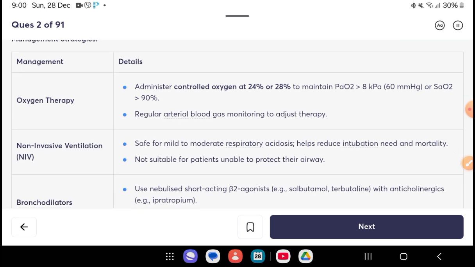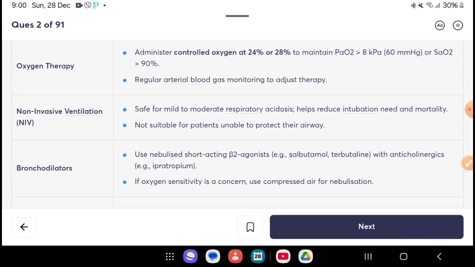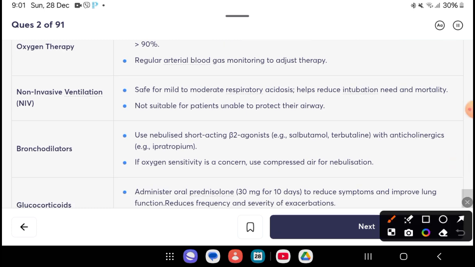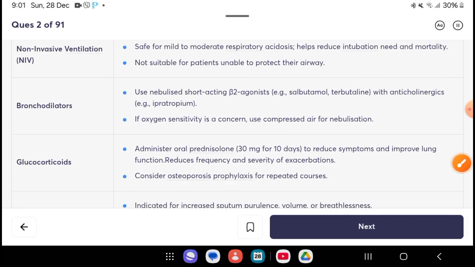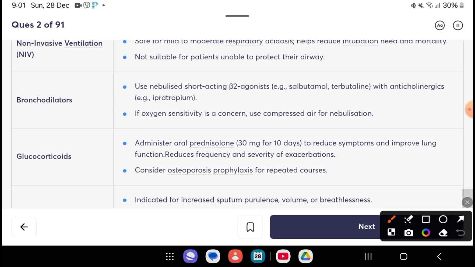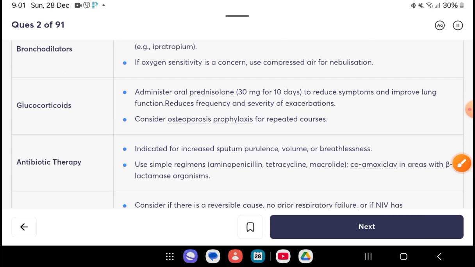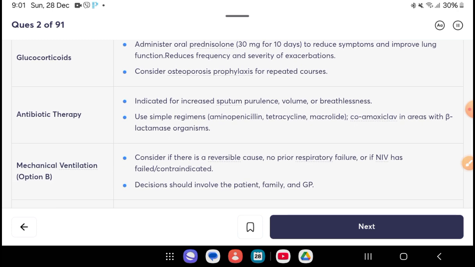non-invasive ventilation, and third is bronchodilators. In bronchodilators, we use short-acting beta-agonists like salbutamol and terbutaline, with anticholinergic drugs like ipratropium bromide. And for glucocorticoids, we use an oral dose of prednisolone 30 mg for 10 days to reduce symptoms and improve lung function. Further, antibiotic therapy, okay, and mechanical ventilation.